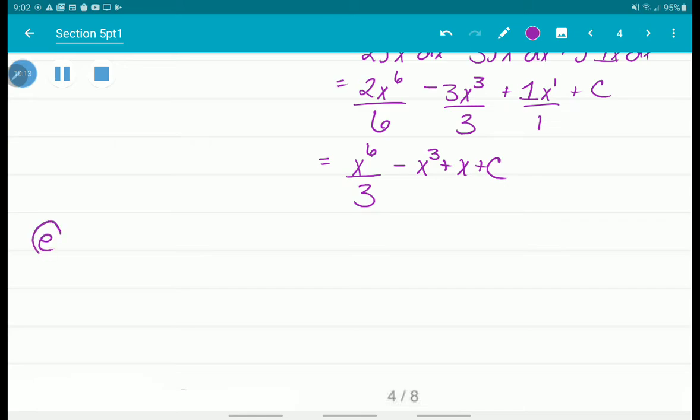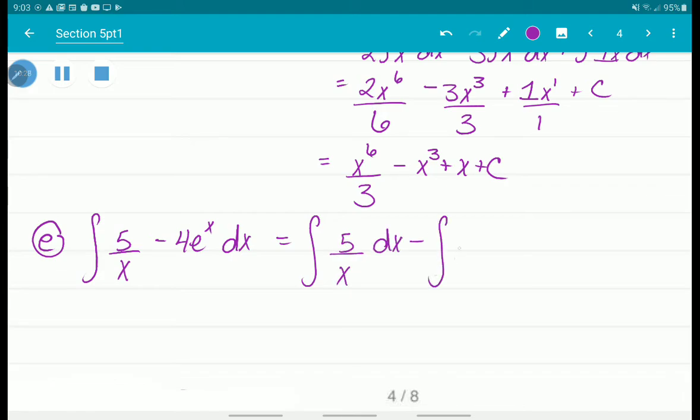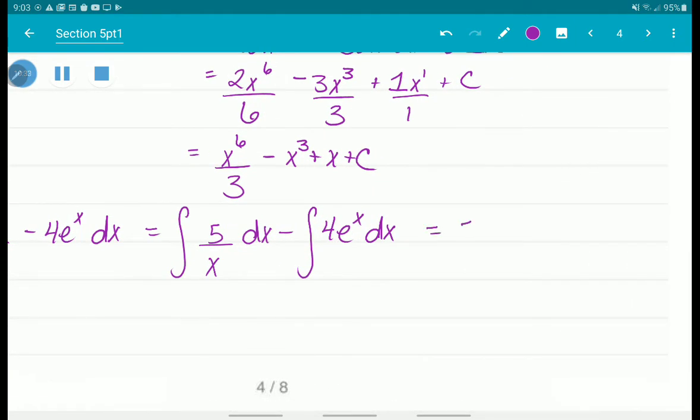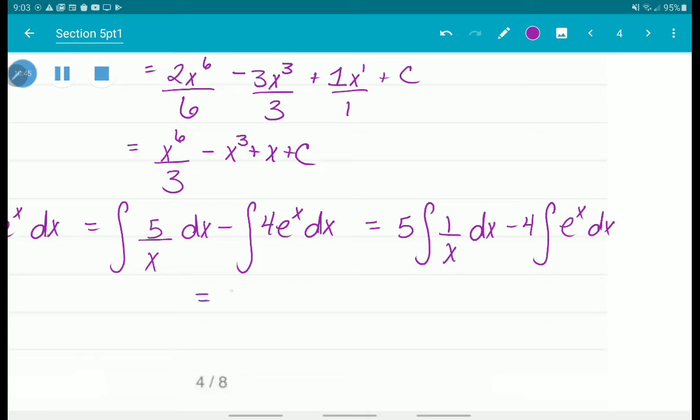And then let's look at that last one. We are integrating 5 over x minus 4e to the x dx. So we can think about integrating each piece. We could think about pulling that 5 out, and the 4 out of the second one. So that gives us 5 ln of the absolute value of x minus 4e to the x plus c. So there's our final answer for that.